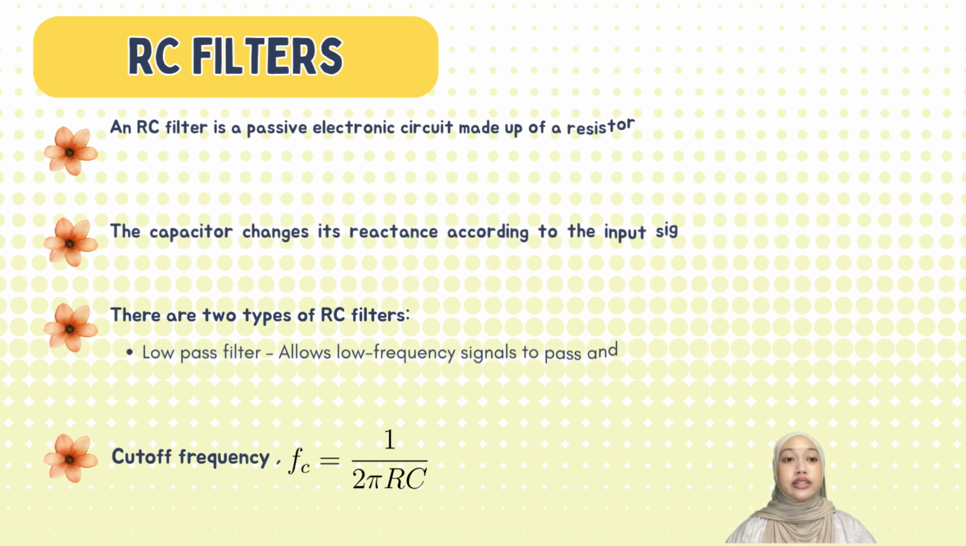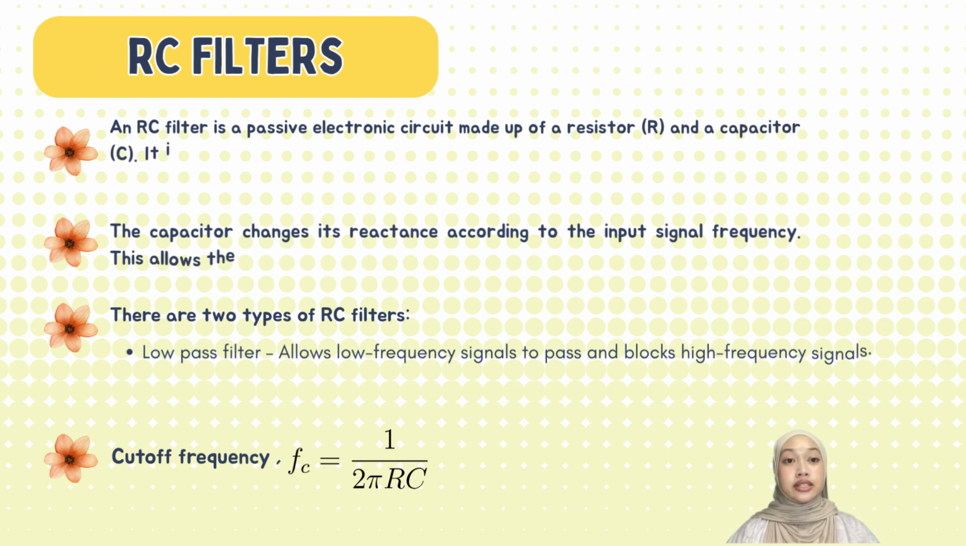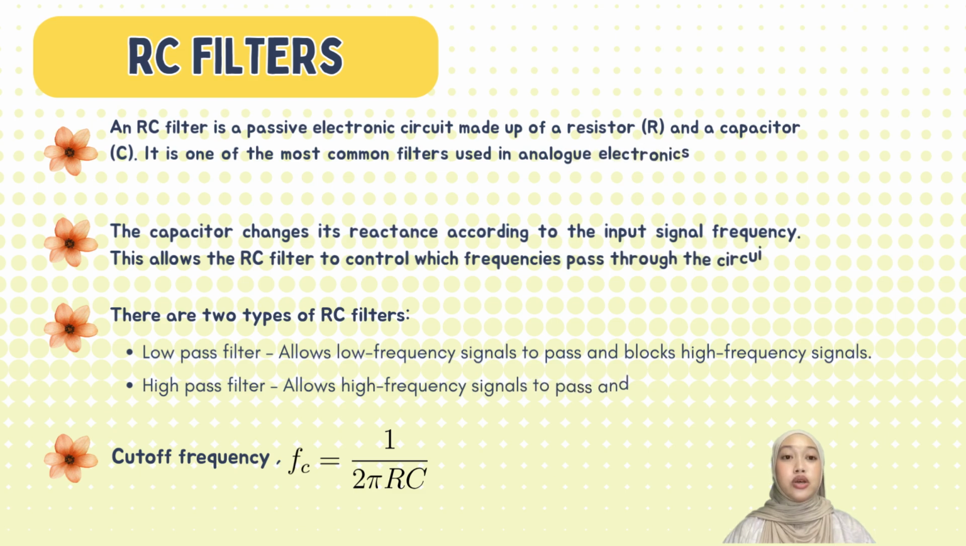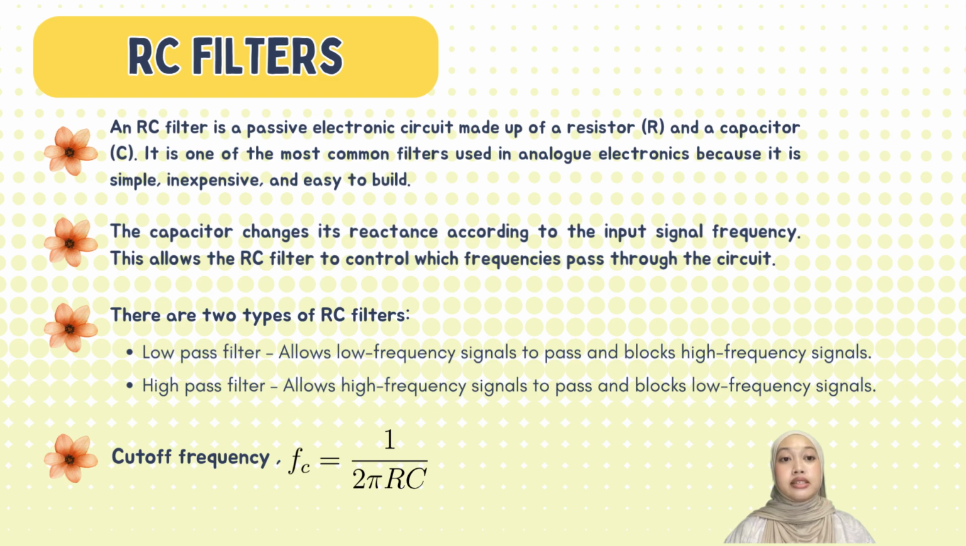An RC filter is a passive electronic circuit that is made up of a resistor and a capacitor. It is one of the most common filters used in analog electronics because it is simple, inexpensive and easy to build. Besides that, the capacitor changes its reactance according to the input signal frequency. This allows the RC filter to control which frequencies pass through the circuit.